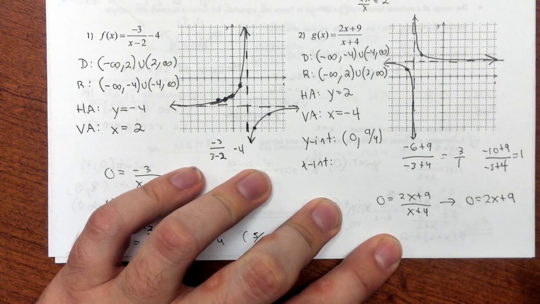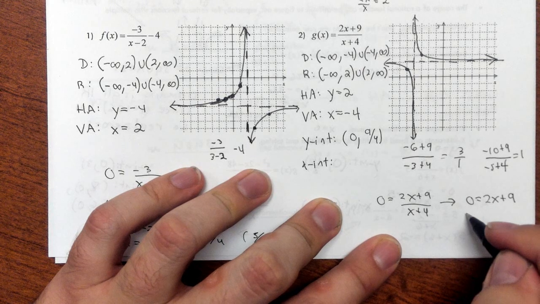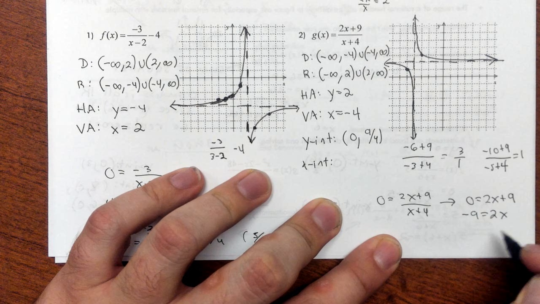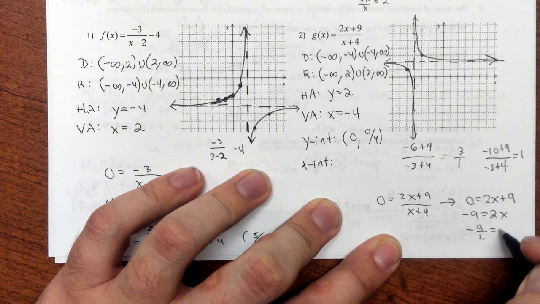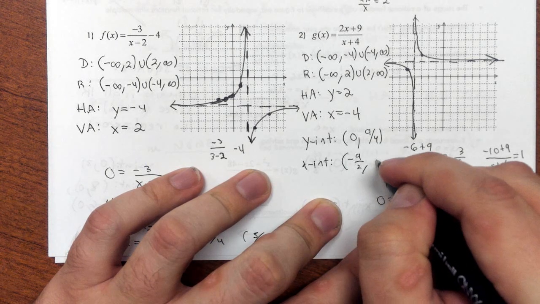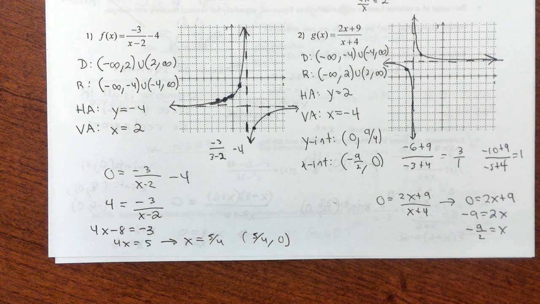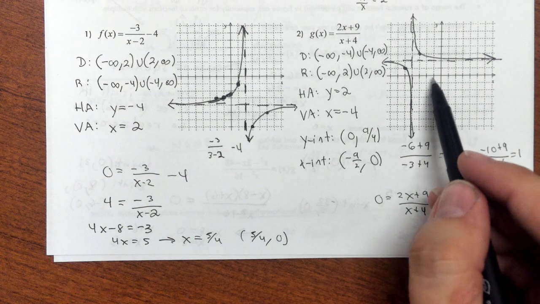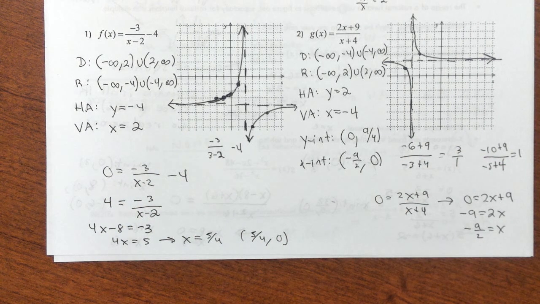And this is something we should know. If a fraction equals 0, the only way that can be true is if the numerator equals 0. So my x-intercept is negative 9 halves, 0. Negative 9 halves, negative 4 and 1/2. So that looks pretty accurate with what I graphed.